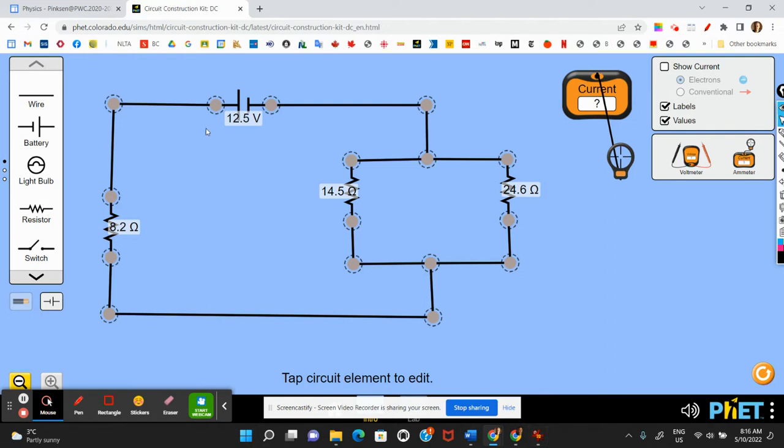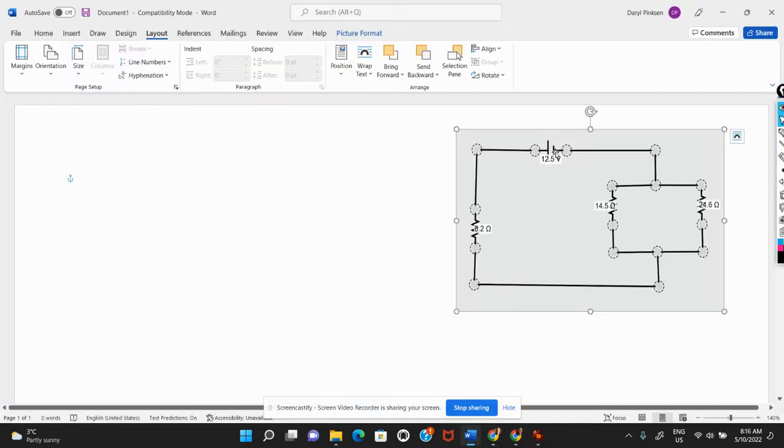So I've taken that circuit, and you'll notice here that the numbers I have, they're not nice ratios of each other, so you can't really predict easily what's going to happen. But I have the circuit set up here, so 12.5 volt source.